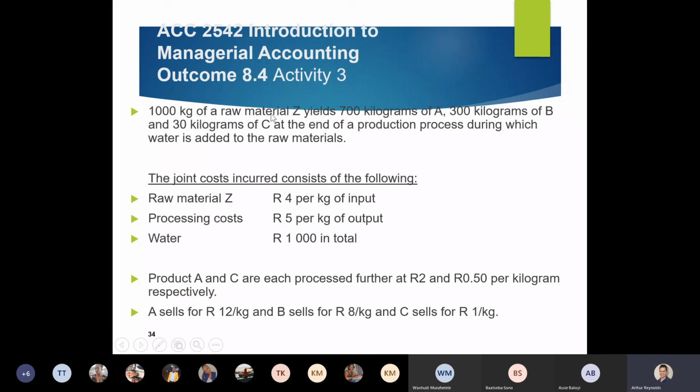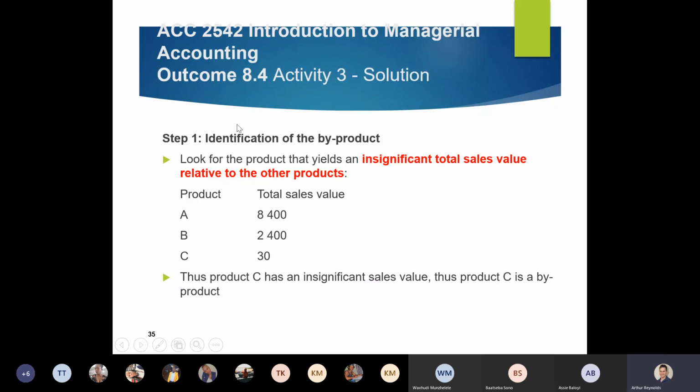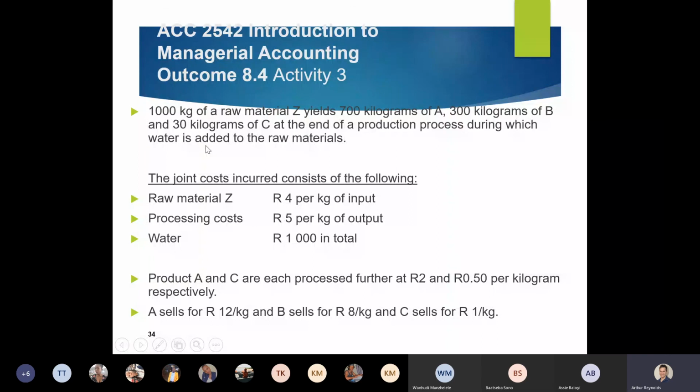But now, we're not just getting 700 and 300 of B, we're also getting 30 kilograms of C at the end of the production process. So there's this 30 kilograms of C that is a result of the process. The joint cost is 4 for Z, 5 for processing, and 1,000. It's the same as the previous one.